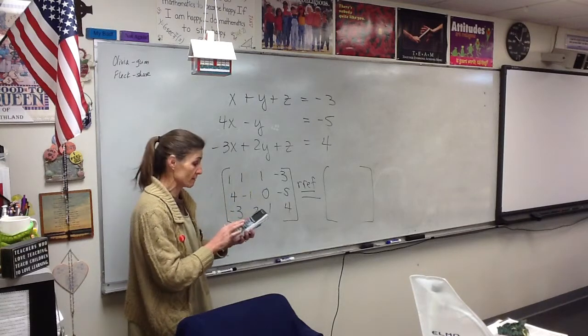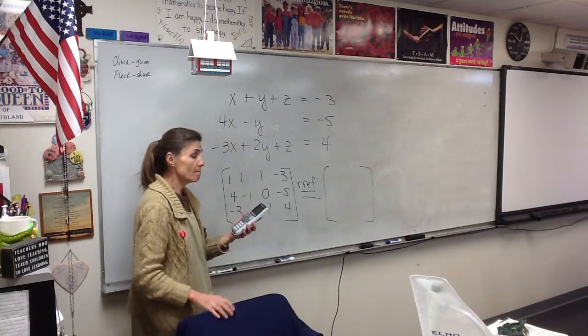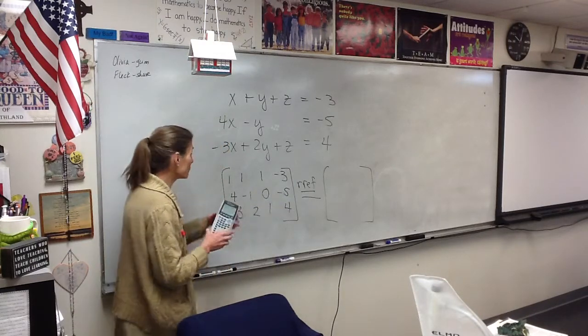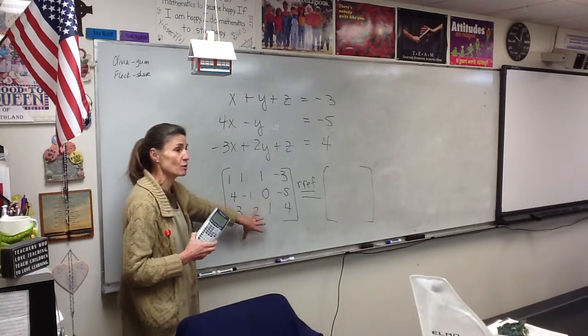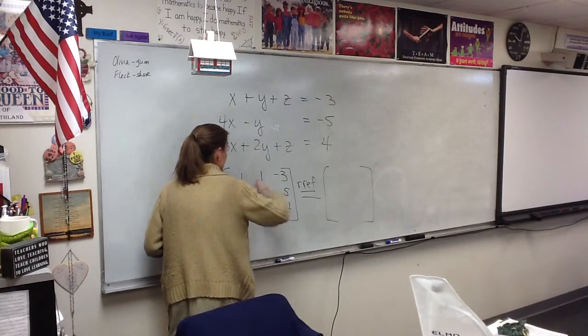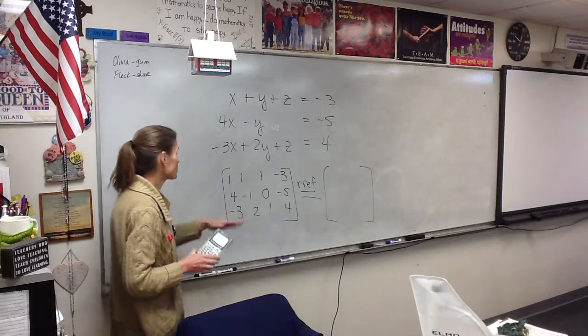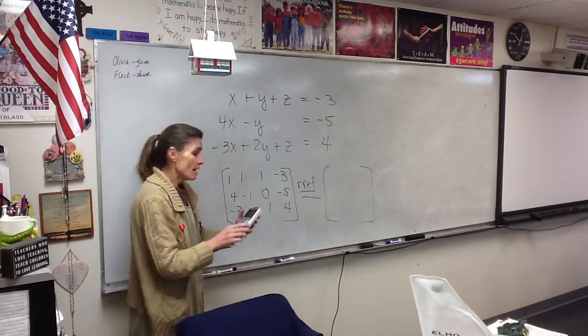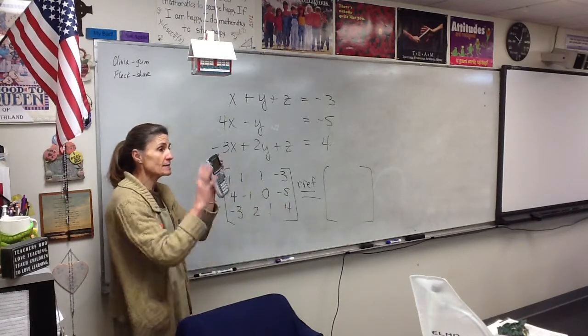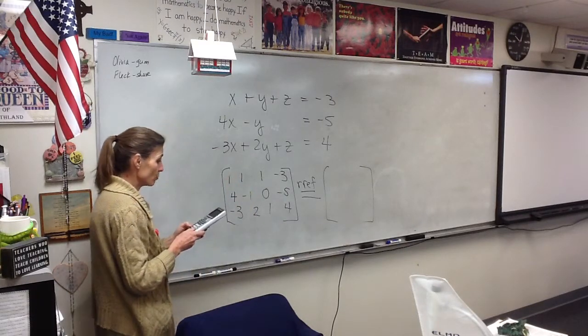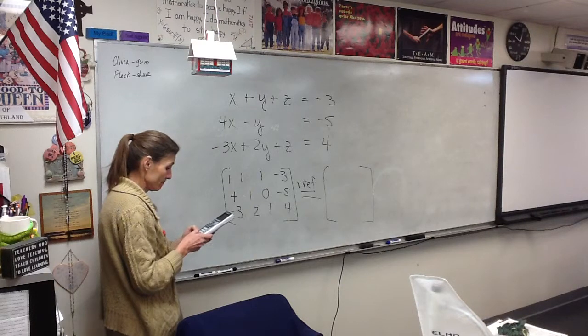What do I press? Second, go to matrix, all the way to the edit section. Go over to edit. Now, what are the dimensions of this matrix? 3 by 4. By 4. So I put in 3 by 4. Then the calculator sets up spaces for me to start filling in these numbers. So 1, 1, 1, -3.